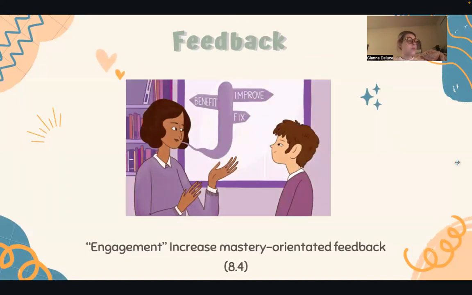Feedback. When a student fails to remember the classroom rules and expectations, it is important for the teacher to provide feedback and remind the student of what they did wrong and how they can fix the situation next time so they can ensure that they are following the classroom rules. This correlates with increasing mastery-oriented feedback. And we want to include feedback that is non-comparative or competitive.